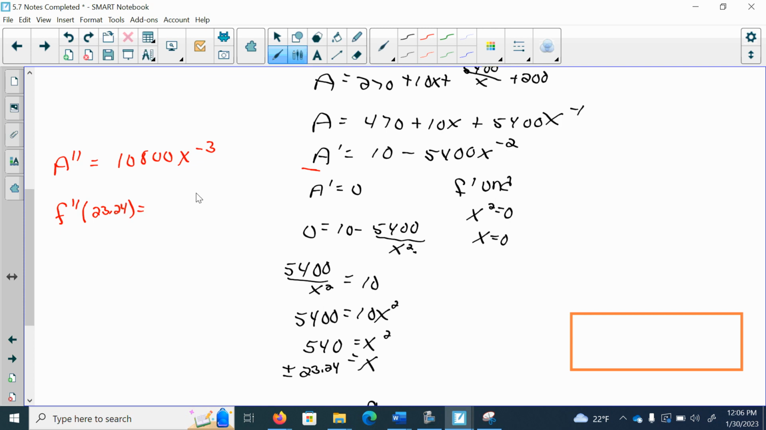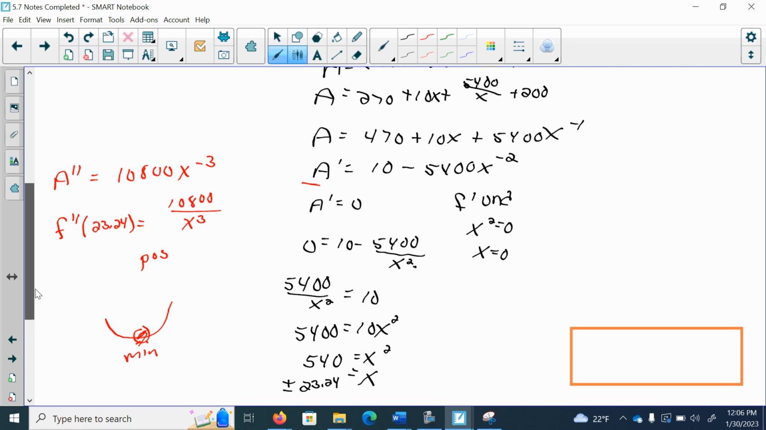When I put that in, that's 10,800 over x to the third. And I believe that's going to be positive. So if it's positive, it's going to be concave up. If it's concave up, that means this would have to be a minimum. So this 23.24 feet would be a minimum.